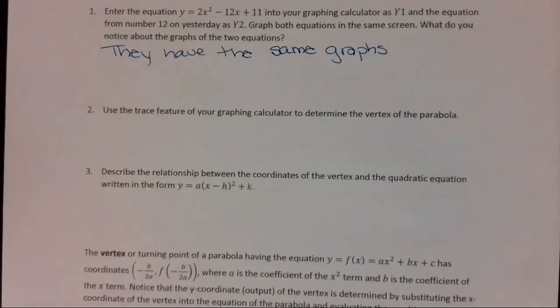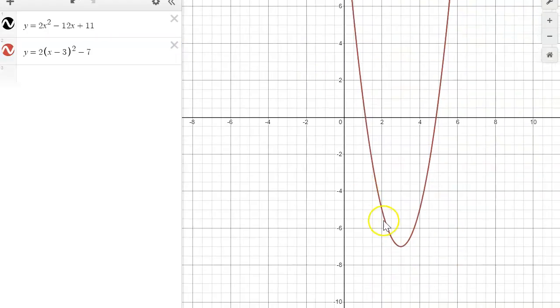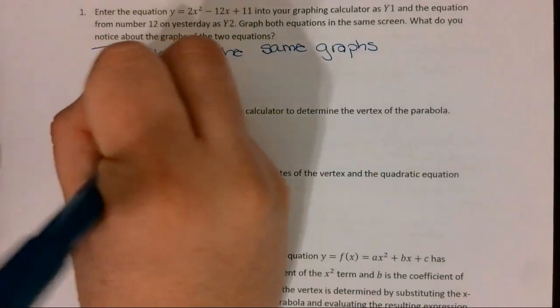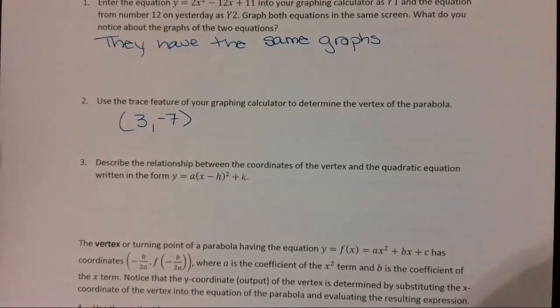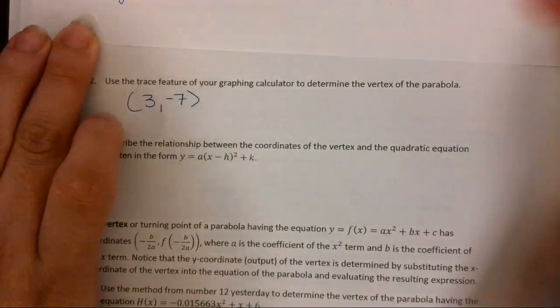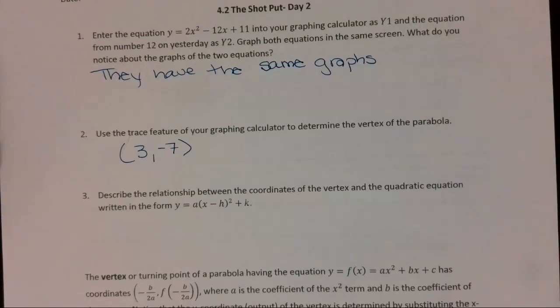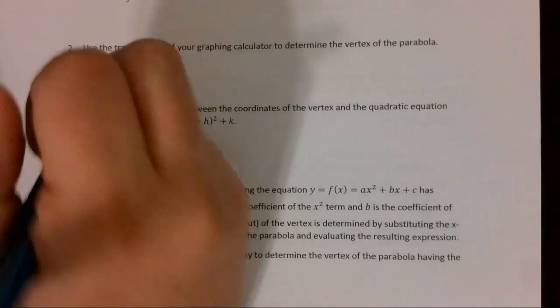Okay. It wants us to find the vertex of the parabola. So on Desmos, I just go back, let me move this up a little bit, and I click the vertex, and it tells me right there. So it's 3, negative 7. Okay, and we need to describe the relationship between the 3, negative 7 and the values of h and k, which are not on the screen. Notice h was 3, k was negative 7. So the vertex is hk.